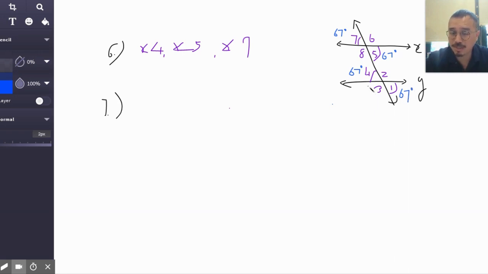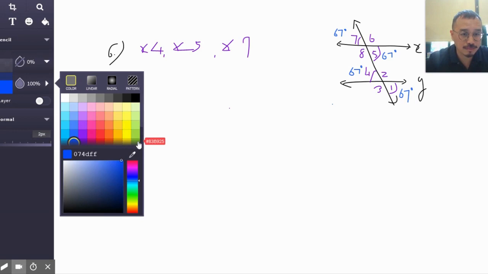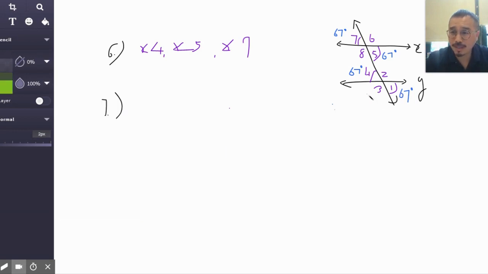Now, with that 67, how many degrees is this guy right here? I'll use a different color. Right, it's the supplementary angle, so they add up to 180. So what is that, 113? Let me double check. Yeah. All right, if that's 113, how many degrees is this angle, 8 here? Yeah, 113. Corresponding. If that's 113, what is this? Right, 113. Why? Alternate interior. If that's 113, what's this? That's right, 113. Why? Corresponding angles. Okay, so there you have it.